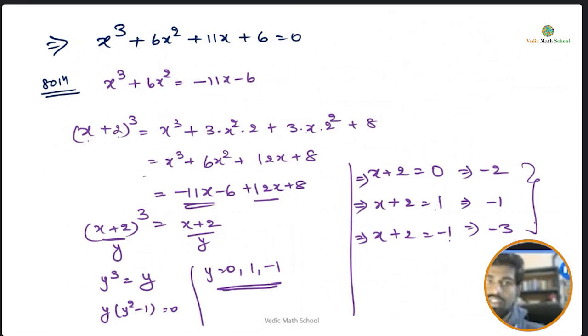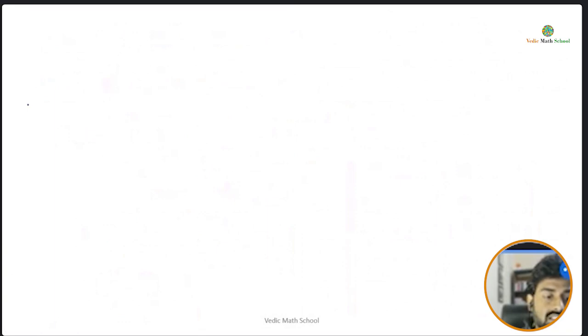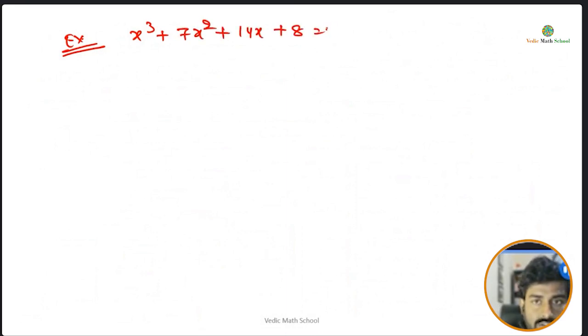Now I told you one thing, that what if the value is not equal to, you are not able to find any value in this format, then what you are going to do? Then you have to do the adjustment. How to do the adjustment? That is the creativity. So let's take one example in this case, and then this lesson will also complete. So next example I'm writing here, x cube plus 7x square plus 14x plus 8 equal to 0. Okay, this is the question.